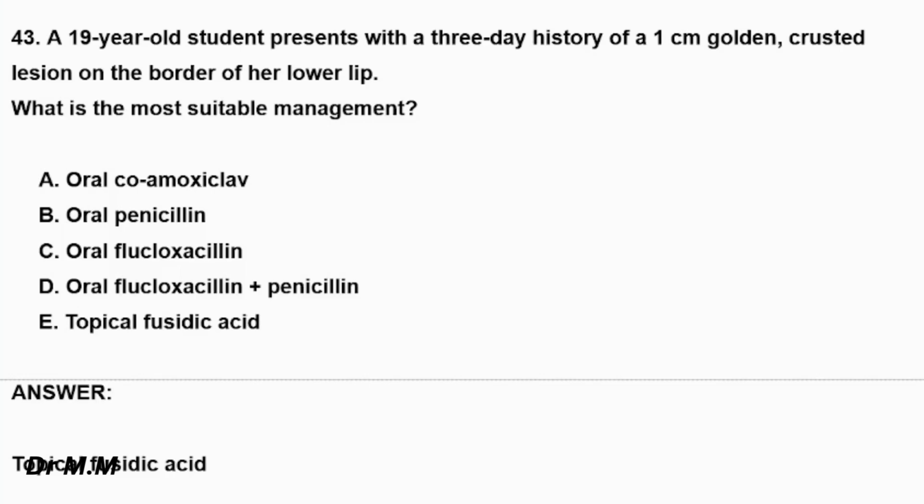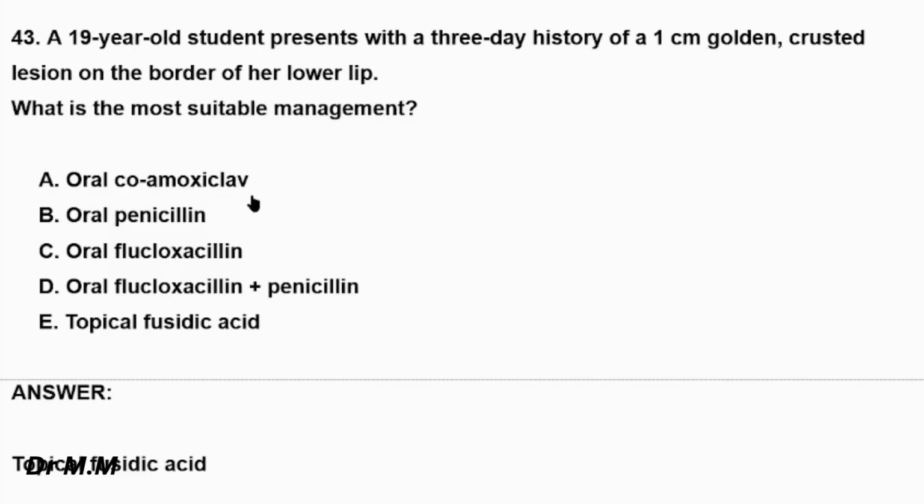Welcome to a new question about dermatology. A 19-year-old student presents with a 3-day history of a 1 centimeter golden crusted lesion on the border of her lower lip. What is the most suitable management?